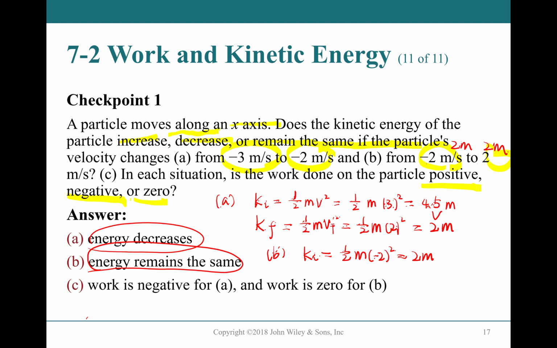And also, in each situation, what is the work done? For this one, you have decreased kinetic energy, and that means work is negative. If you have 0 change, delta K is 0, then you do not have work. But if you do have a positive kinetic energy change, then your work is positive. Okay, energy decrease, negative work. Energy increase, positive work.